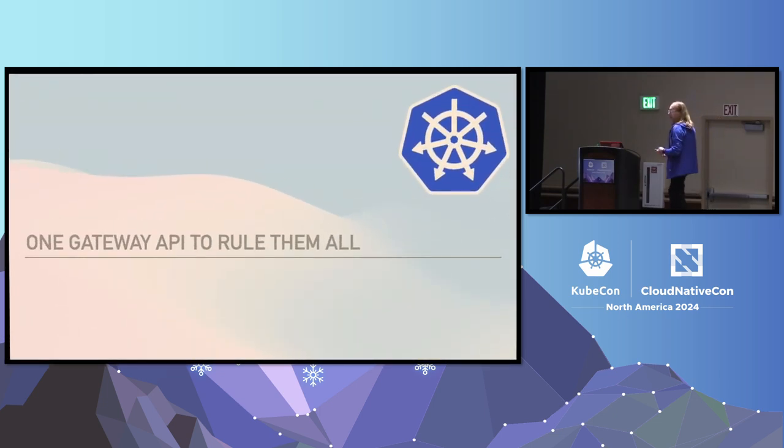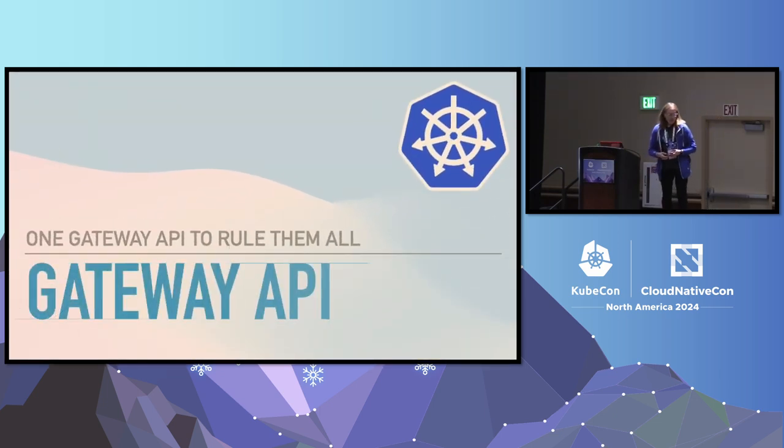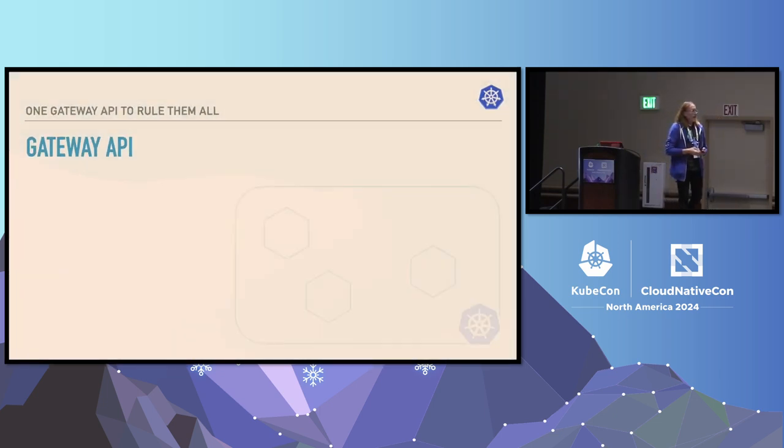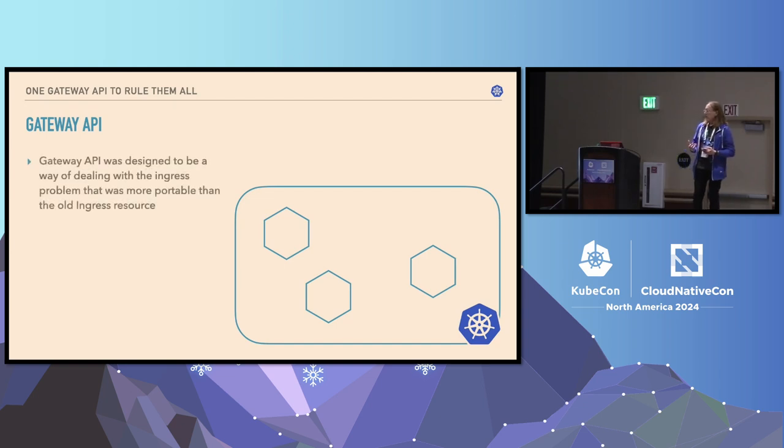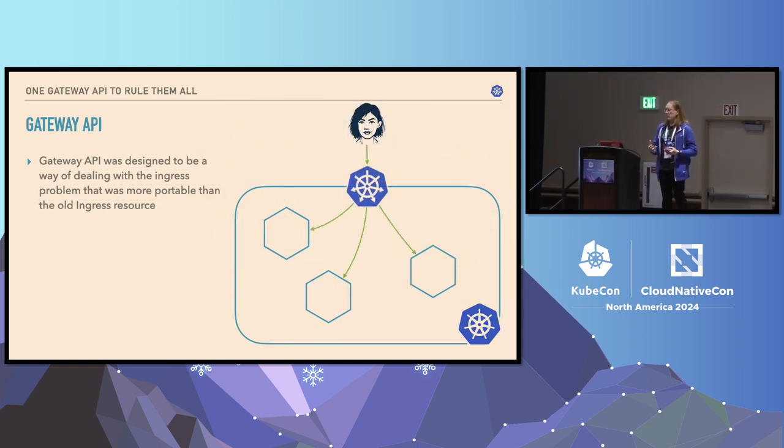This finally brings us to Gateway API. Gateway API originally was designed to deal with the Ingress problem in a more graceful way than the old Ingress resource and things like that. So it was designed to be the thing that sits in between our users and our workloads, mediates everything coming in from the cluster, does everything safely, all this good stuff.